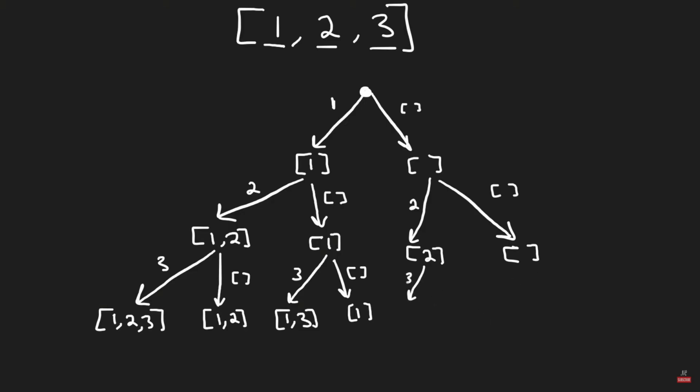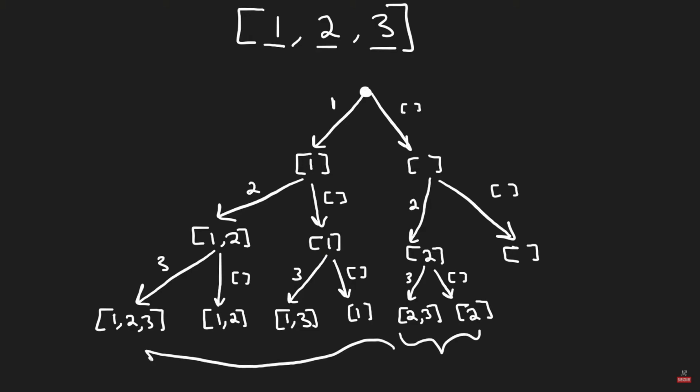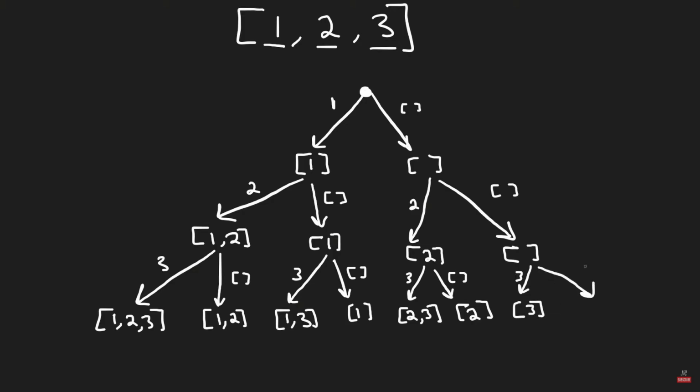So I have the choice, do I add 3 or do I not add 3 to this subset? If I do, I will get 2, 3. If I don't, I will have 2 by itself. And you can see these 2 subsets are different from the subsets over here. These are still unique. And lastly, we can choose to add 3 to the empty subset, or we can choose not to add 3 to the empty subset, in which case we'll get a single empty subset.